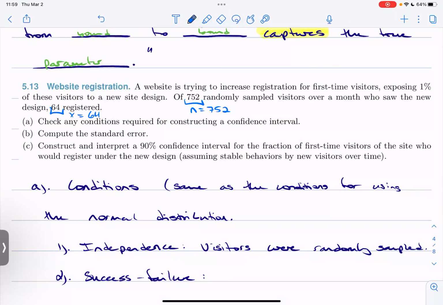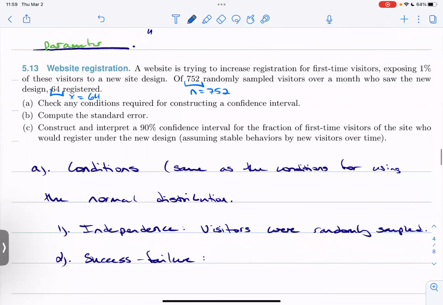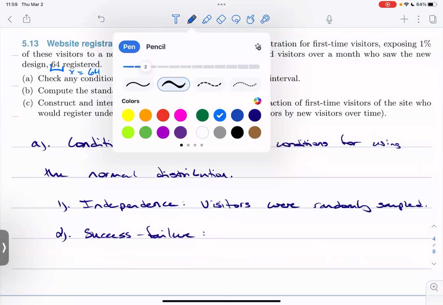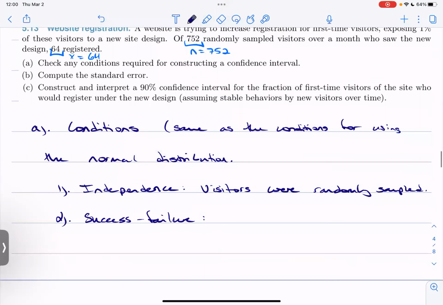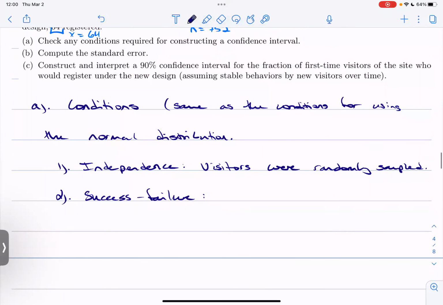We're ignoring the 1%. That would be if we were checking the less than 10% rule, all right? Then if it's only 1%, it is less than 10% of the population, so then it's satisfied. But like I said, we're ignoring it as I talk about it.